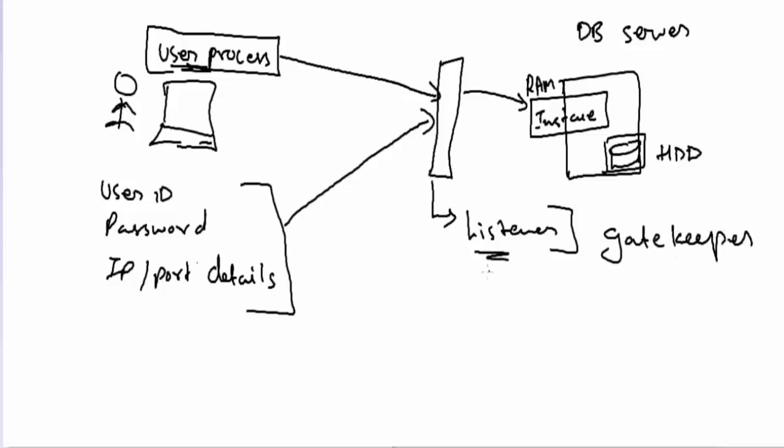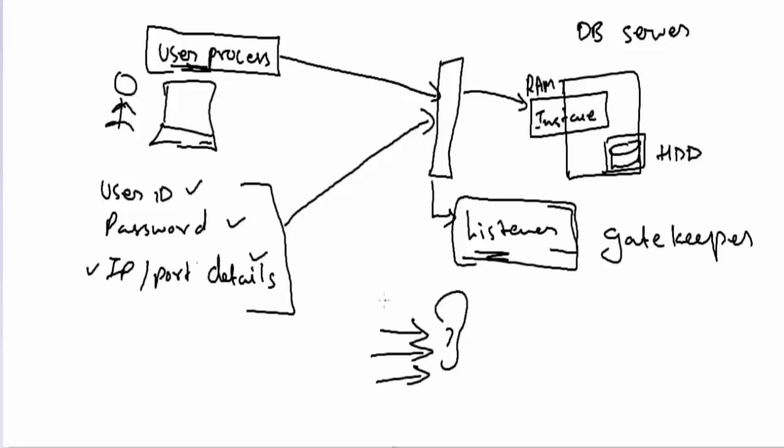What is the job of the listener? First, it will check whether the details provided are present or not. What it means is whether the user ID is given or not, whether the password is given or not, whether IP details are given or not, whether port details are given or not, right? Next, when you look at a listener, it looks like a human ear because it will always be ready to listen for new connections. So the listener's job is to just listen for new connections and then pass them on to the database.